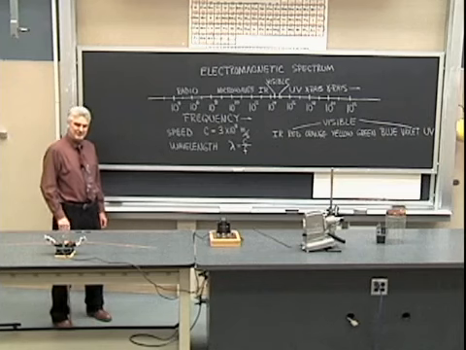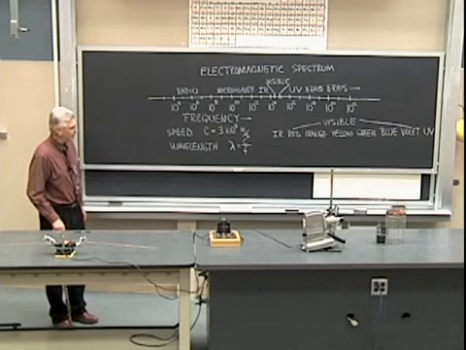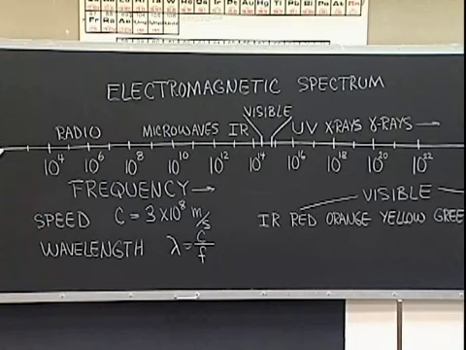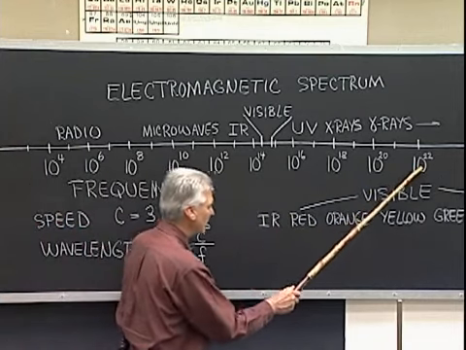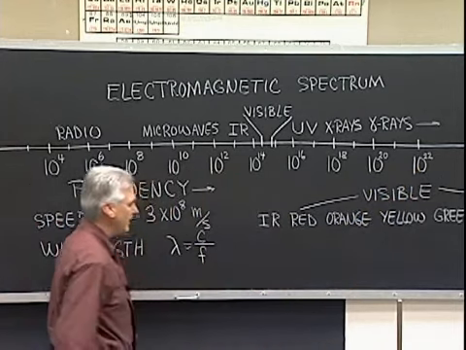Hello, I'd like to discuss and demonstrate the electromagnetic spectrum. Here I have a scale with frequency increasing from left to right, starting out with a frequency of 10 to the 4th cycles per second, or 10 to the 4th hertz, going from there to 10 to the 6th, which is a million, 10 to the 8th, 100 million, and so on, 10 to the 10th, 10 to the 12th, on up to 10 to the 22nd hertz and beyond.